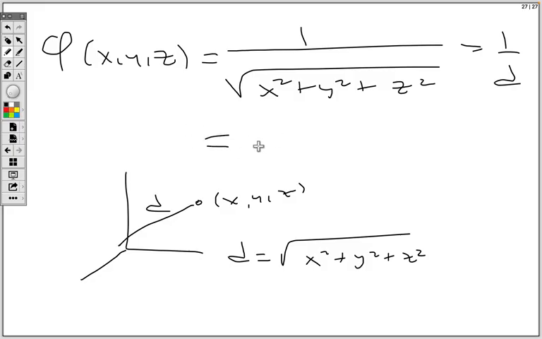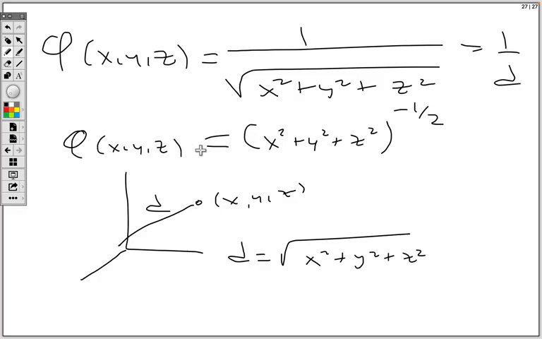Now, if we're going to start taking derivatives with this, we would likely rewrite this as x squared plus y squared plus z squared to what power? Minus 1/2. And what's nice about this, we've seen this before, there's symmetry everywhere. This function's completely symmetric with x, y, and z. So once I can find phi x, I can just permute the letters around to get phi y and phi z. So let's go ahead and do that.